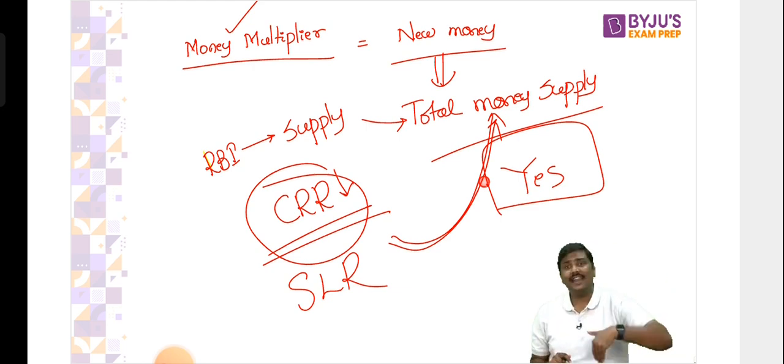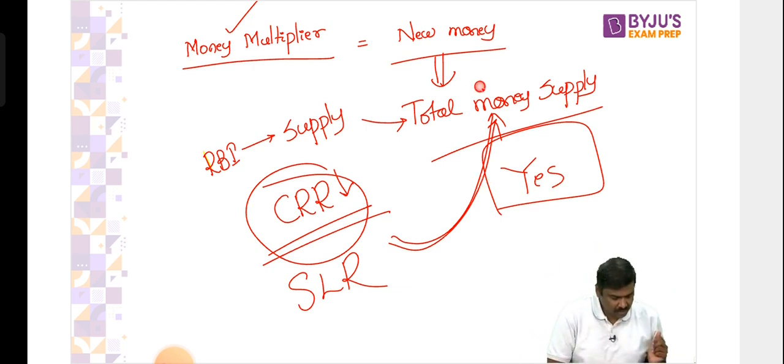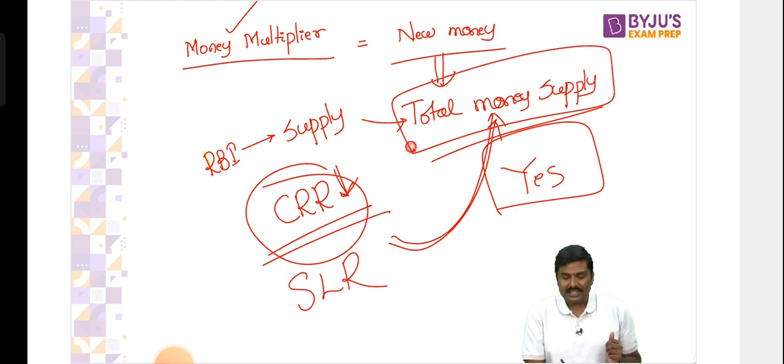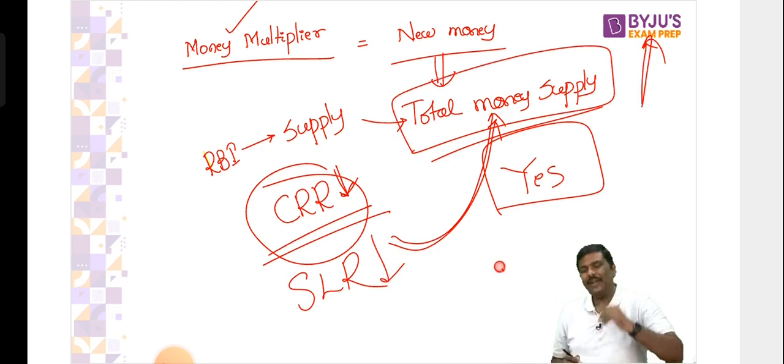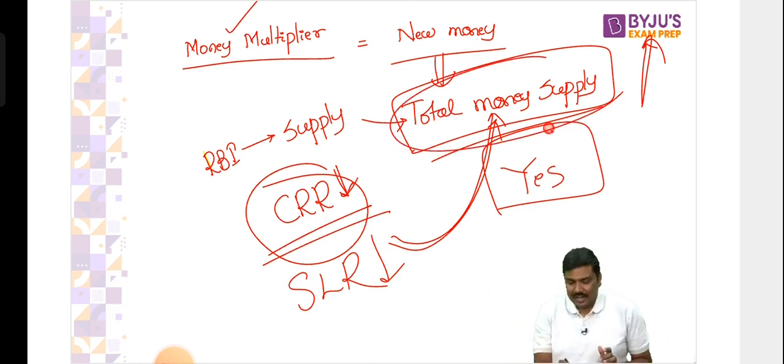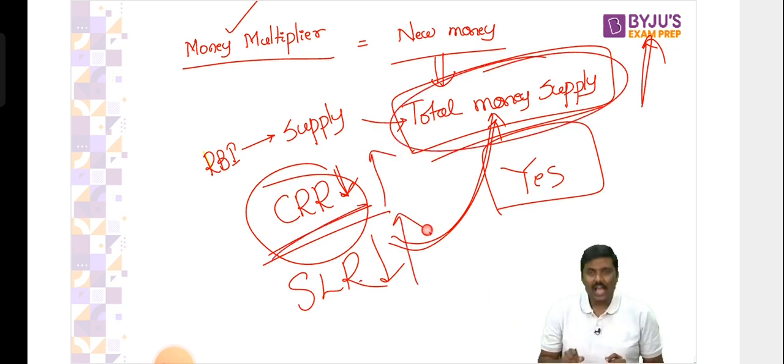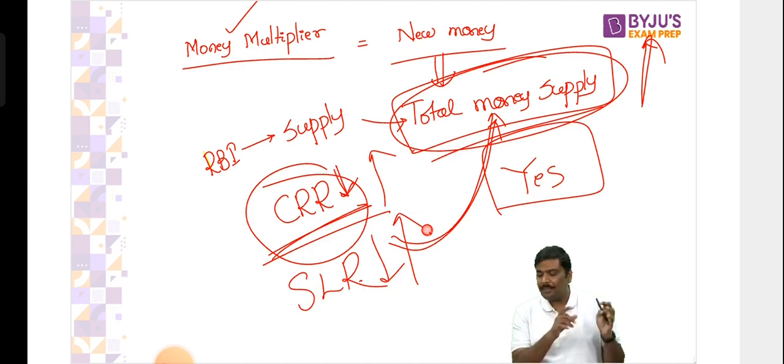So if RBI reduces CRR, will the total money supply in the economy increase? Understand this. If RBI reduces CRR, will the total money supply increase? Of course, yes. If RBI reduces SLR, yes. Now, is it okay if I say this? If RBI wants to control inflation and reduce the total money supply, RBI will increase CRR, RBI will increase SLR. Vice versa. Right? That is the basic idea.